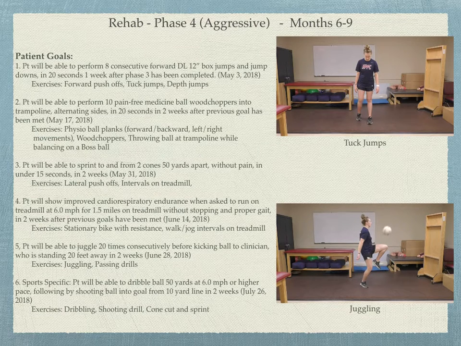An example of a late stage plyometric would be tuck jumps. For tuck jumps, the patient is going to start with their feet shoulder width apart. Then they're going to perform a quick concentric contraction into a partial squat, and then explosively jump up, bringing their knees up to their chest.